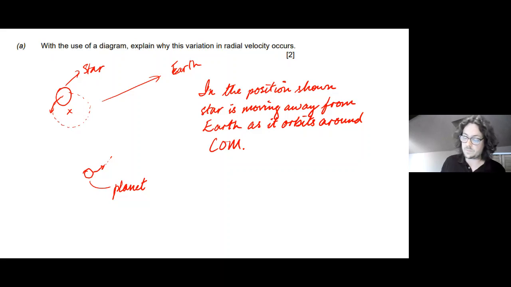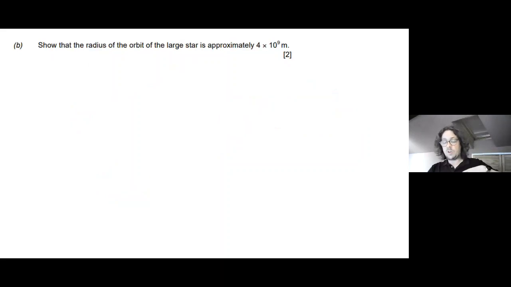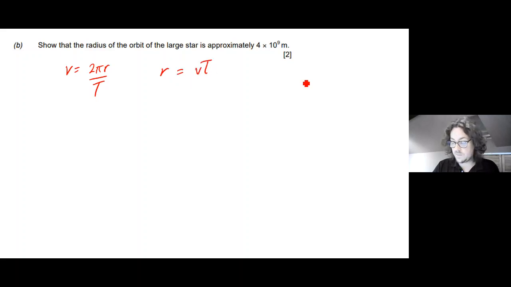That would do nicely. Show that the radius of the orbit of the large star is approximately 4 times 10 to the 9. Right. So with this one, we'll do v is equal to 2 pi r over T again, and r is equal to v times T all over 2 pi. So from that, then we just plug the numbers in. Where are we going to get these numbers from? Well, we're going to get them from the graph.